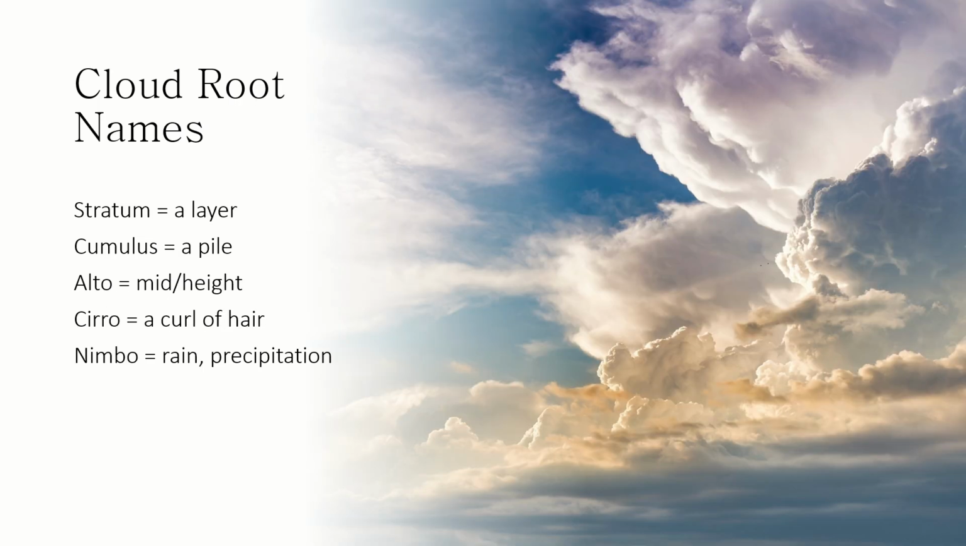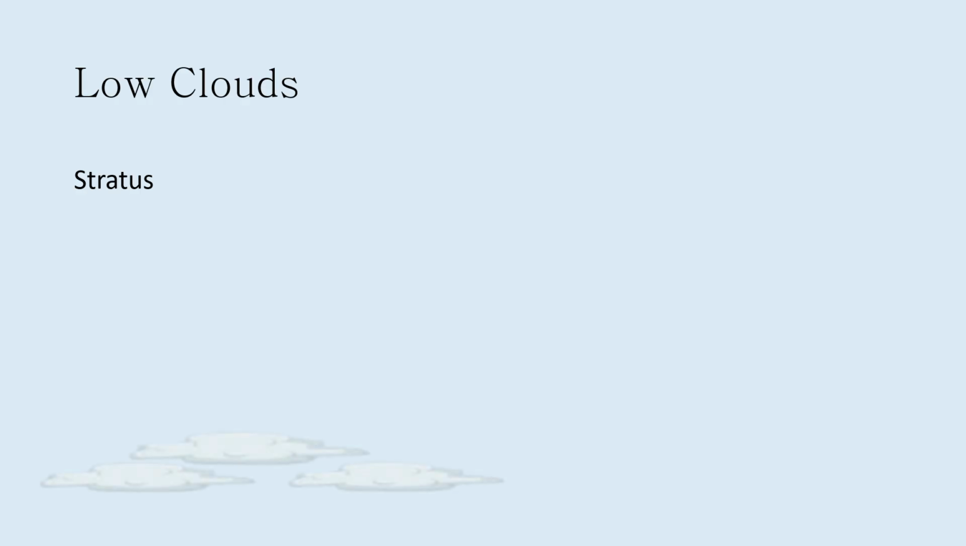Cloud root names are important because they help one easily identify a cloud based on its characteristics. These 5 different root names of cloud types provide information about the specific variation of cloud. As you can see, stratus means layers, cumulus means pile, alto means mid-height, cirro means a curl of hair, and nimbo means rain or precipitation.